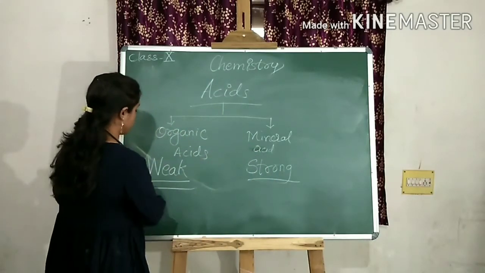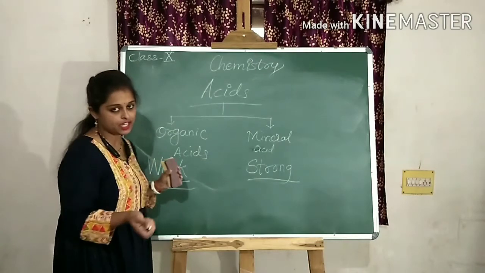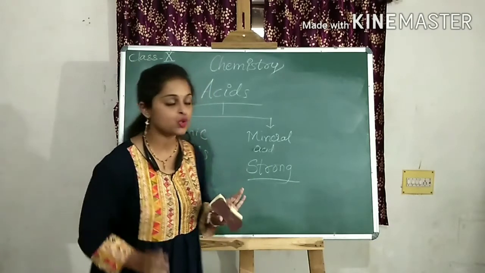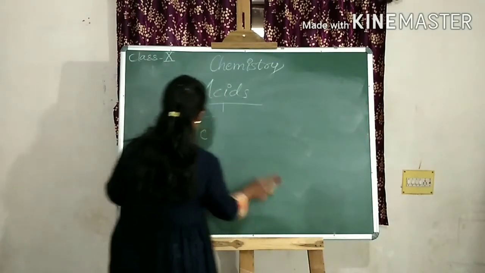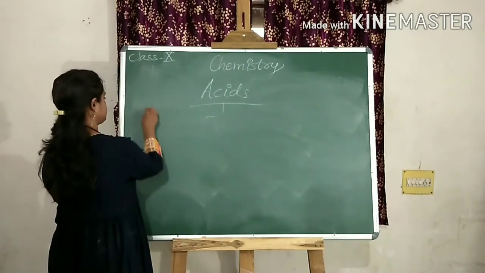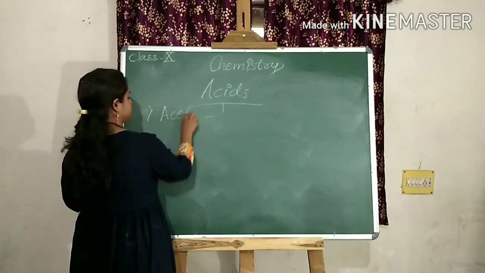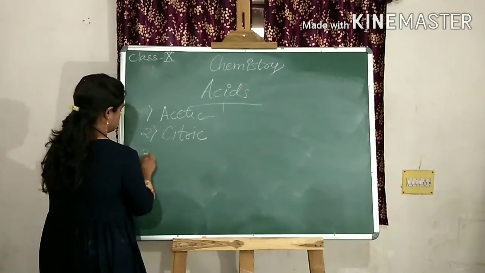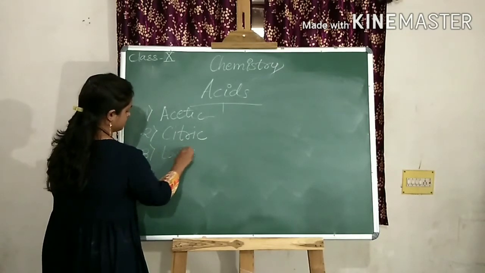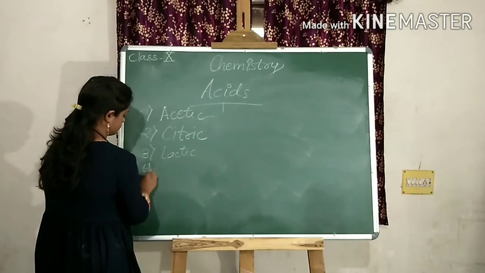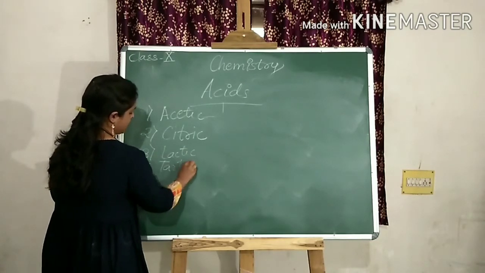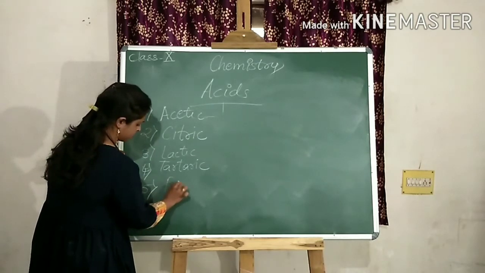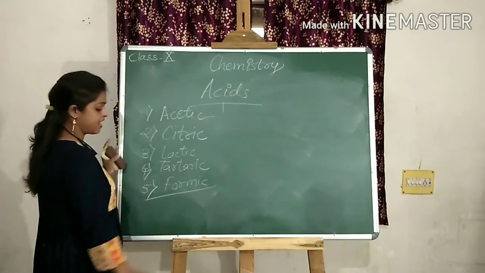There are some types of organic acids which are weak in nature. Weak in nature means if we are eating or drinking those weak acids, they are never harmful to us. Let's see which are the organic acids. First, acetic acid, second citric acid, third lactic acid, fourth tartaric acid, fifth formic acid, and so on.